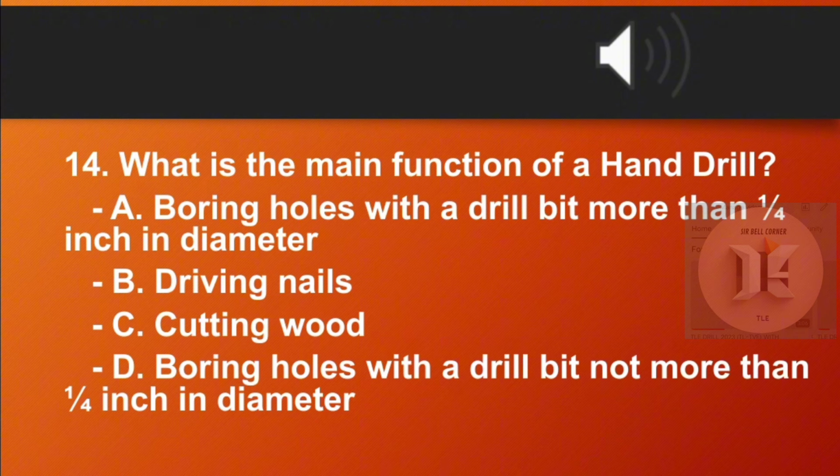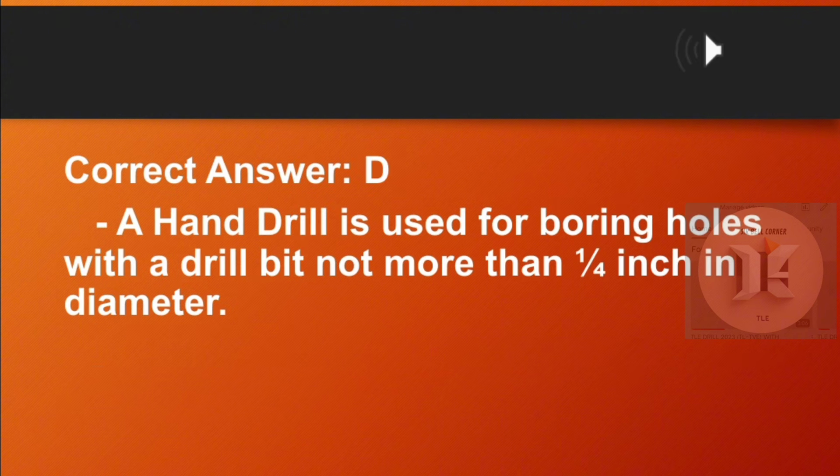14. What is the main function of a hand drill? A. Boring holes with a drill bit more than 1/4 inch in diameter. B. Driving nails. C. Cutting wood. D. Boring holes with a drill bit not more than 1/4 inch in diameter. Correct answer, D. A hand drill is used for boring holes with a drill bit not more than 1/4 inch in diameter.